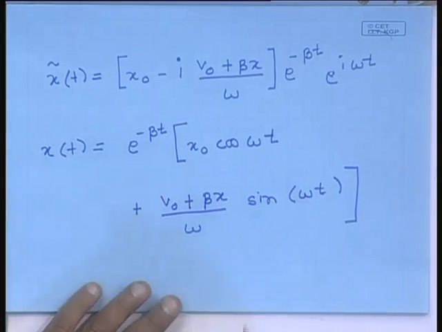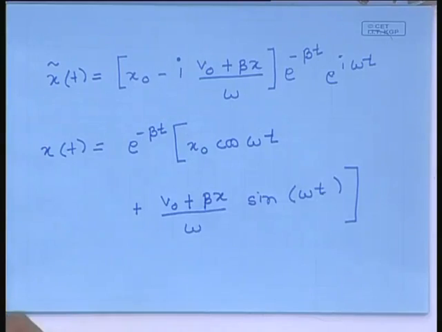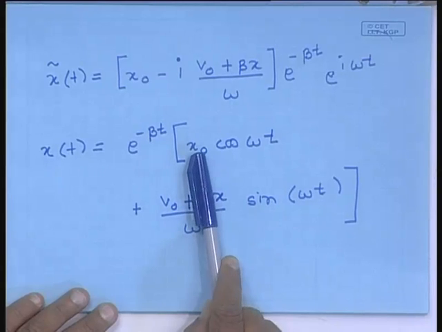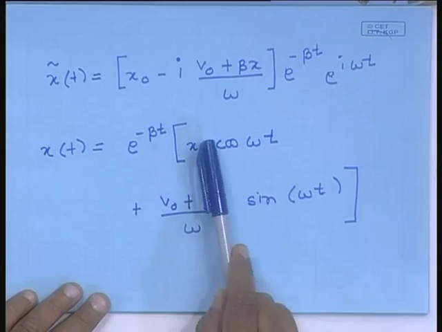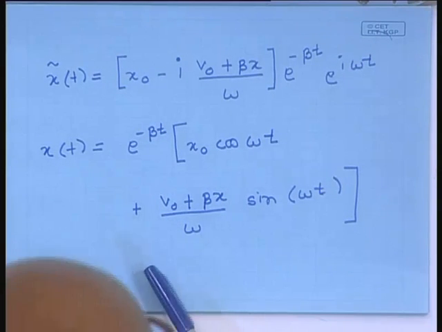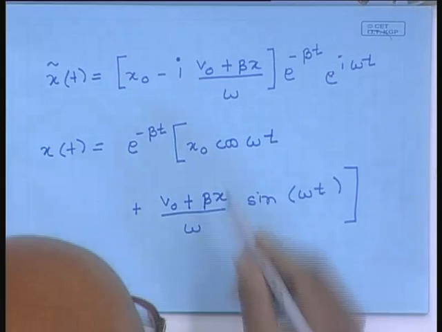So, this is an expression for the position of the particle as a function of time, expressed in terms of the initial position of the particle at t equal to 0 and the initial velocity of the particle at t equal to 0. This should be x naught.